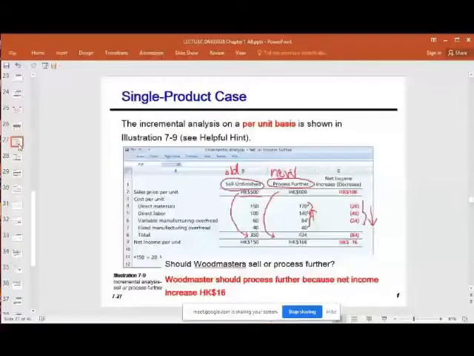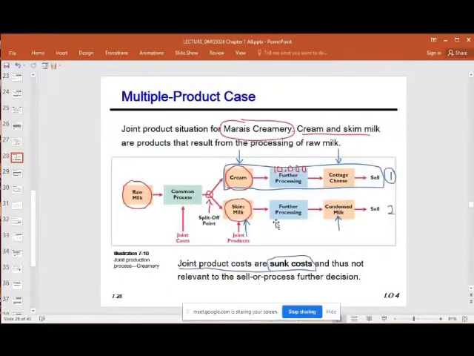So let's go to the second one, class. Skim milk to condensed milk. Just now we have already done cream and cheese. Let's go to the second one, skim milk and condensed milk.